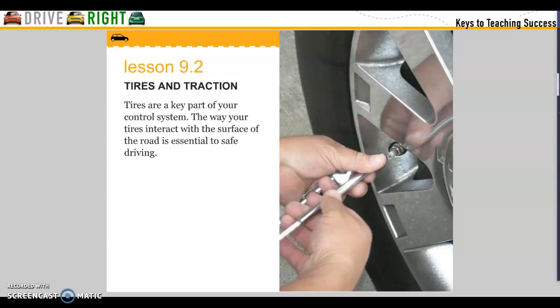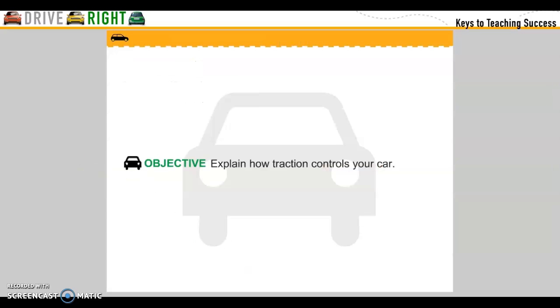Chapter 9, Lesson 2, Tires and Traction. Tires are a key part of your control system. The way your tires interact with the surface of the road is essential to safe driving. Objective: explain how traction controls your car.